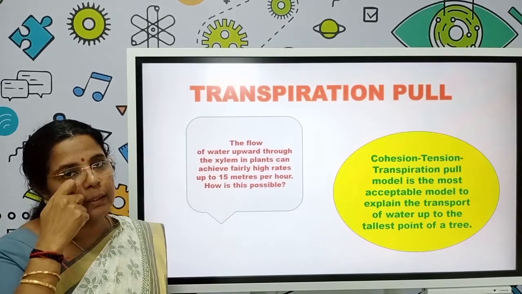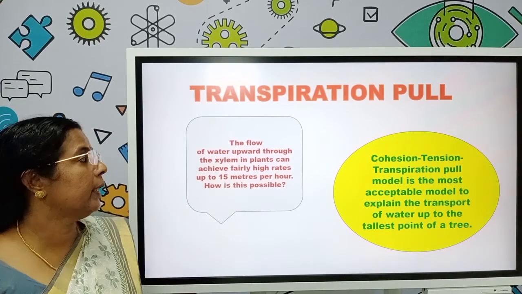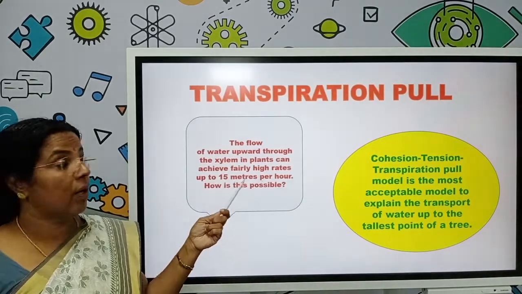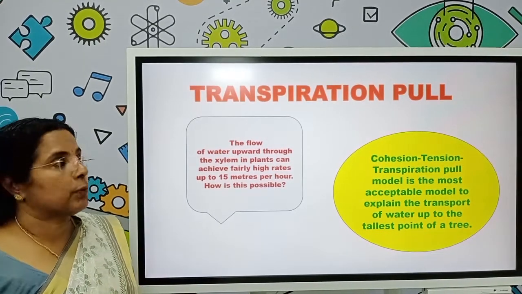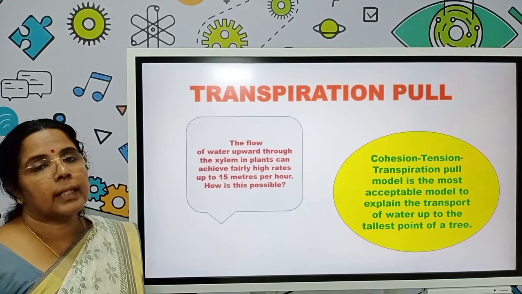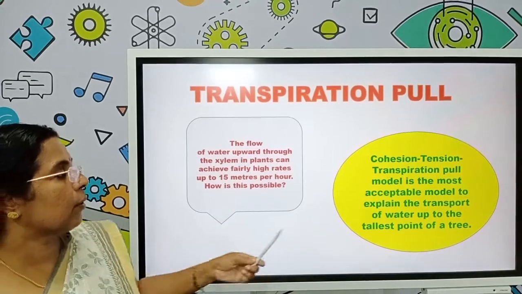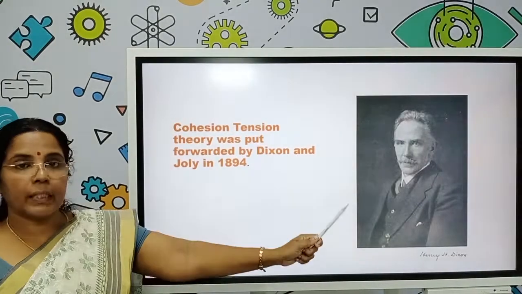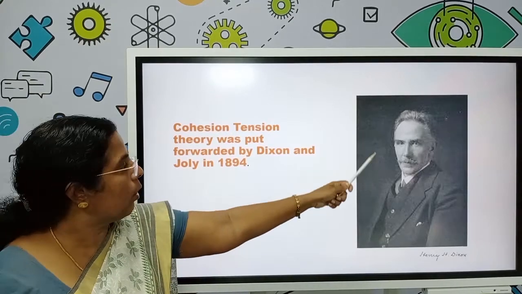Transpiration pull is the other force that helps in the upward conduction of water to the tallest point of a tree. You can see here the flow of water upward through the xylem; plants can achieve high rates of up to 15 meters per hour. So how is it possible? That is mainly because of the transpiration pull. There is a theory that explains the upward conduction of water to the highest point of a tree. We call it the cohesion-tension transpiration pull theory. This theory was put forward by Dixon and Joly in 1894. The picture of Dixon is shown here.